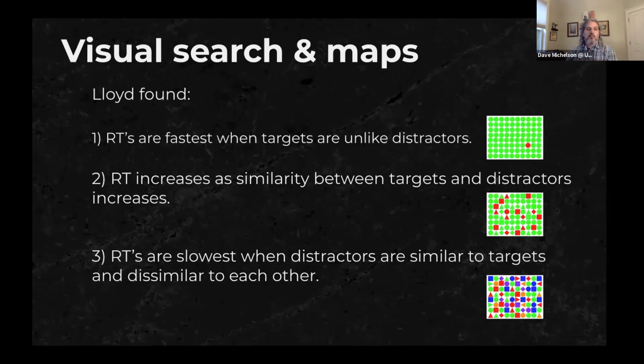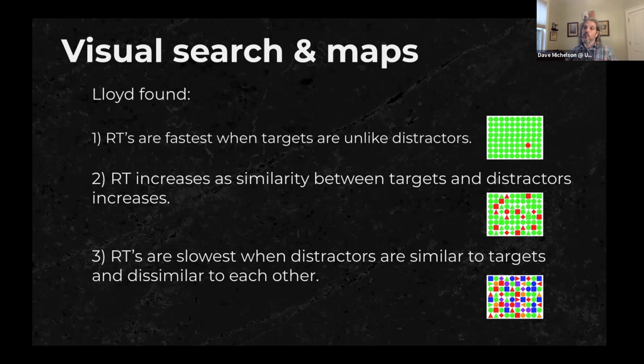What he found was reaction times are the fastest when targets are unlike distractors. Well, that's just what we heard a little bit ago. And again, reaction times increase as similarity between the targets and distractors increase. He also found that reaction times are slowest when distractors are similar to the targets and dissimilar to each other. So those same 3 graphics and figures that we saw with attention engagement theory kind of explain exactly what he was talking about.